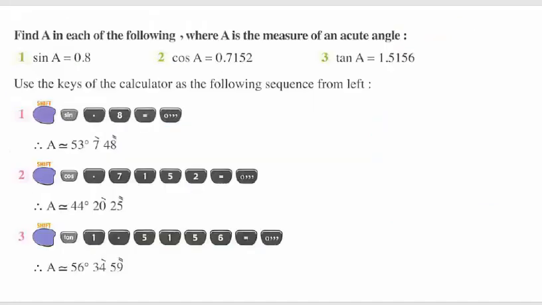Now let's move to the last part of our session: how to find the measure of an angle given one of its trigonometric ratios. If I give you in the question that sine A equals 0.8, how can you find the angle A? You will put it on the calculator in this form: press shift, then sine, and write 0.8. After that, don't forget to press the key to show it in degrees, minutes and seconds. If the given is cosine, by logic, you will press shift cosine. And if the given is tan, you will press shift tan.